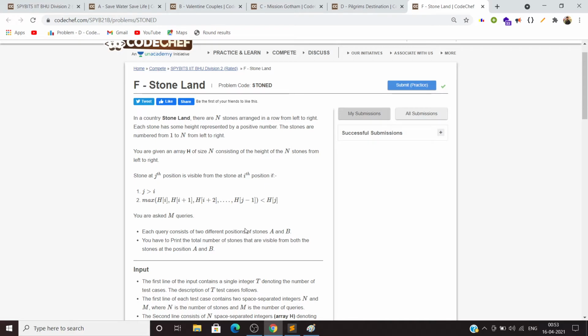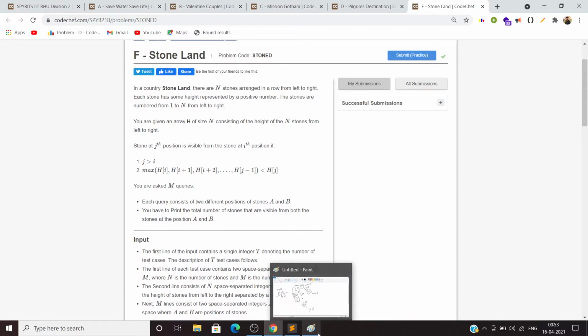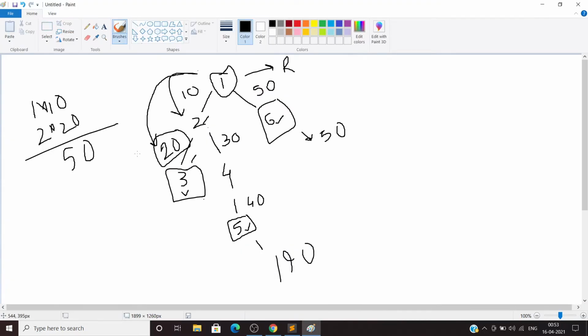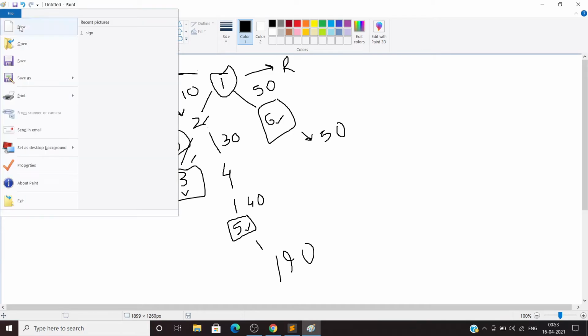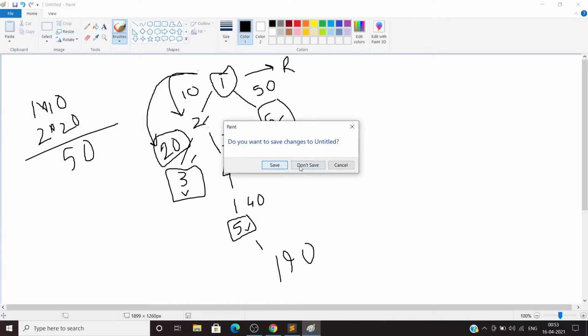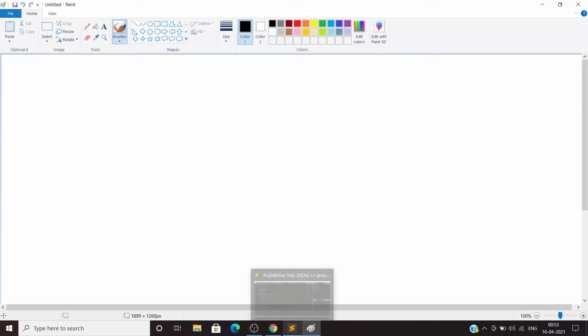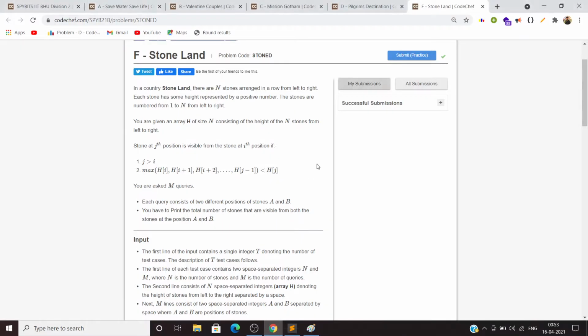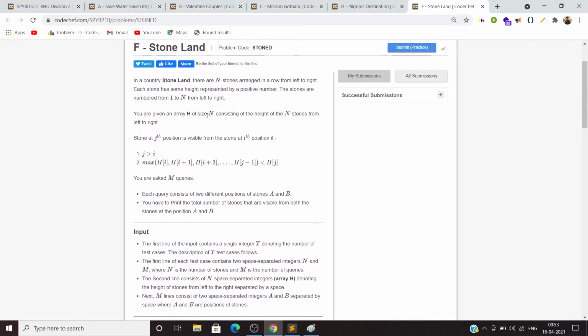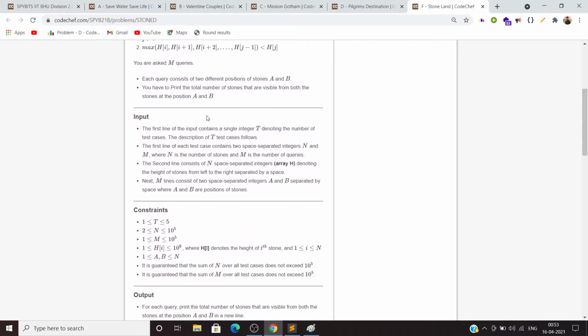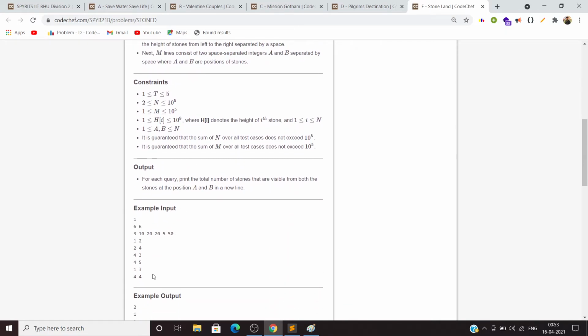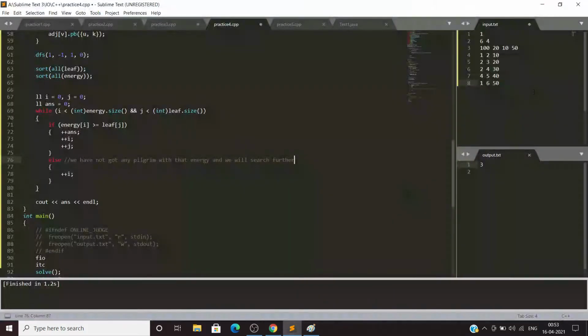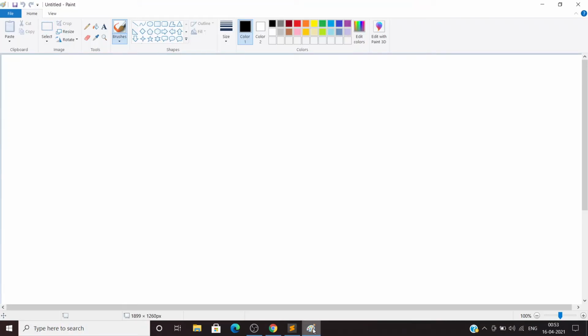So what is happening here? Let's see. I will require this paint to make you understand how you can make this. So in a line, there are n stones arranged from left to right. Let's take the example and try to make you understand what is happening here. I have done it with a different approach.